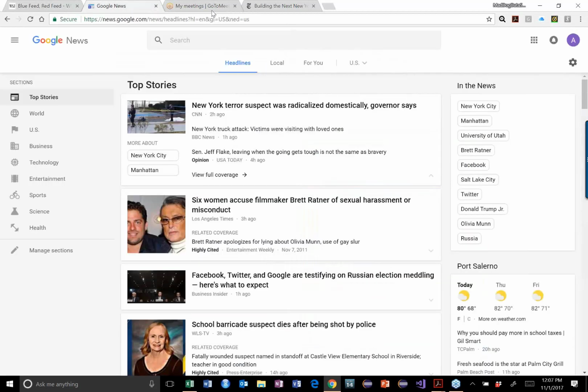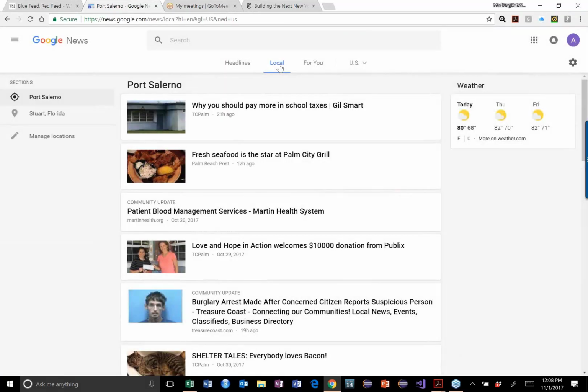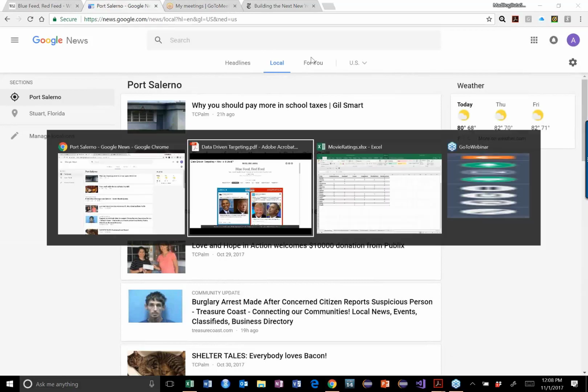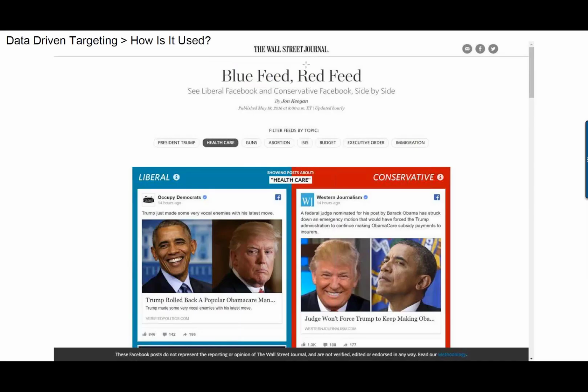With Google's news, we can look at top stories, which is across all users of their news. I can look local, and it can sense it, or I can offer that information, and I can also look at my own personalized news. We'll come back and talk some more about how the Wall Street Journal has attempted to reverse engineer Facebook's recommendation algorithm in a fairly extreme way in this Blue Feed, Red Feed site, and what some of the implications of this kind of news recommender are.